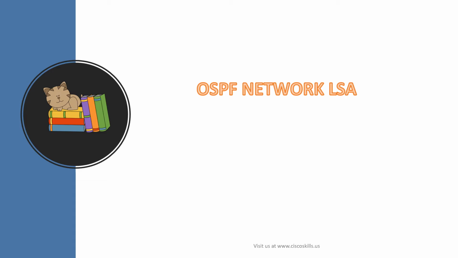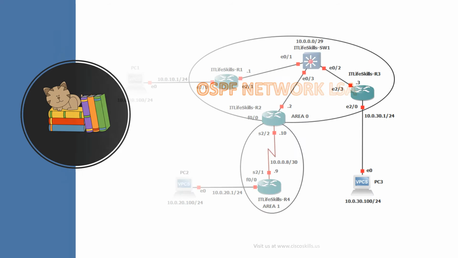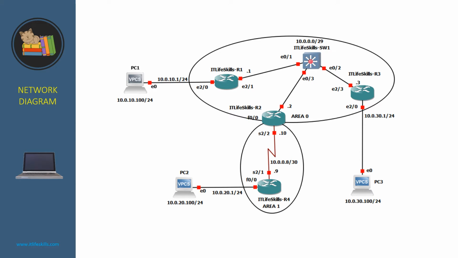Let's learn about OSPF Network LSA. In the previous lesson, we have already configured OSPF on IT Life Skill Router 1. In this lesson, we will continue to configure OSPF on IT Life Skill Router 2 and IT Life Skill Router 3. Then we will learn more about the broadcast network type and what happened to the link state database after the neighborship has formed among the routers in the same area. And finally, we will look into what's stored in the network LSA.